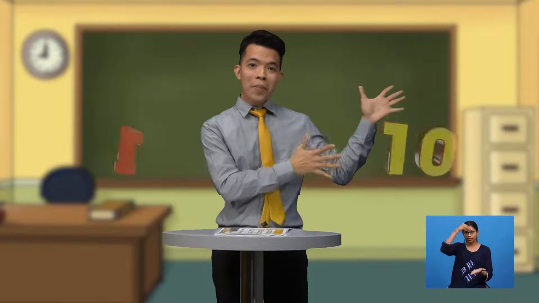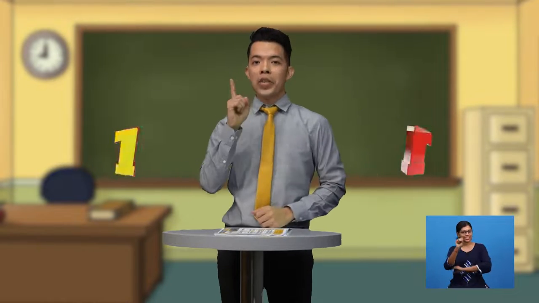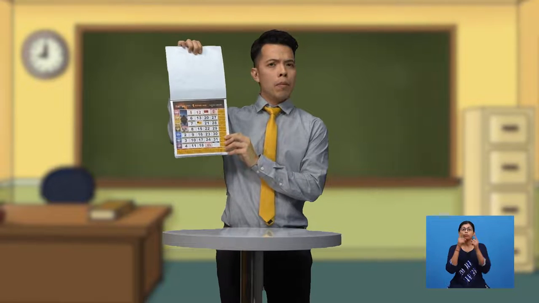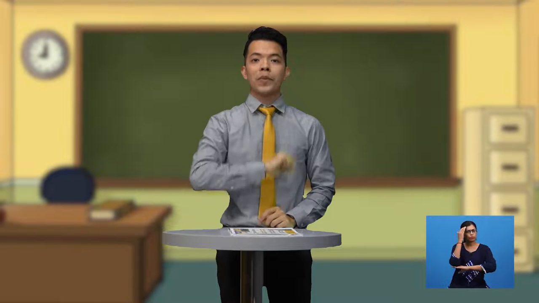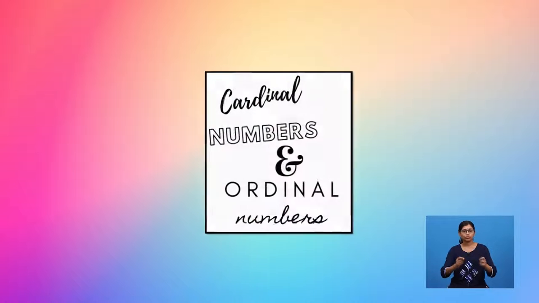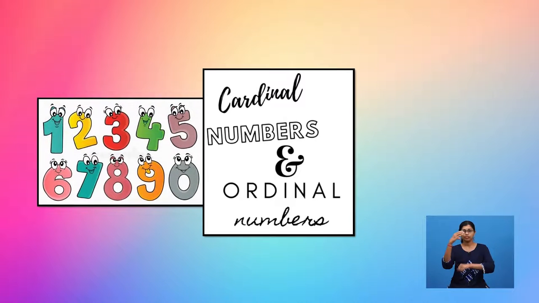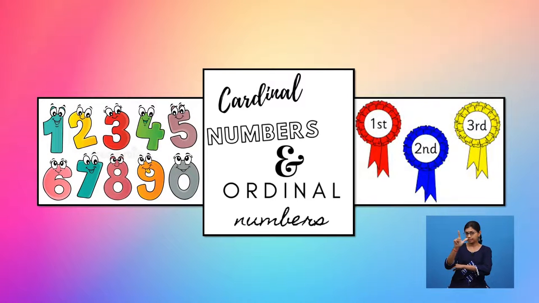My dear boys and girls, today we will be learning about numbers. I am pretty sure that all of you are very well aware of numbers. They are everywhere, including on calendars. But do you know that there are two types of numbers? The first one is called cardinal numbers, while the other one is called ordinal numbers.